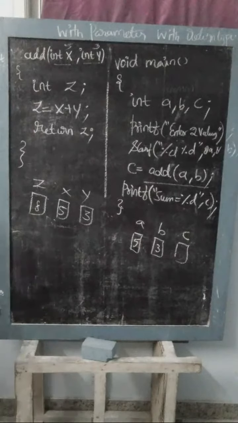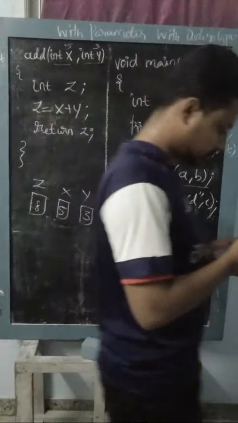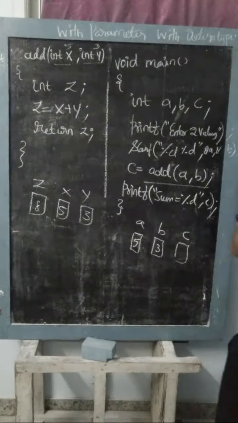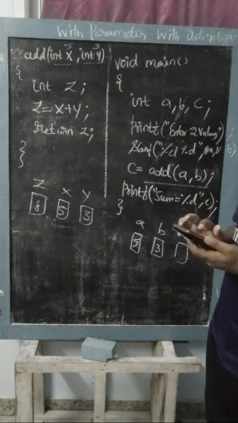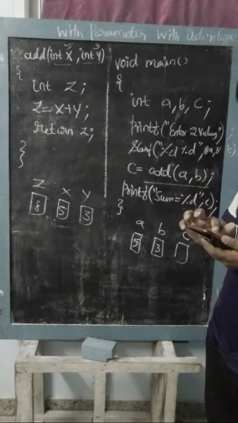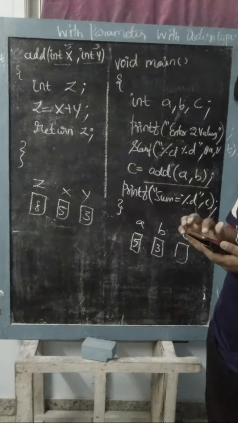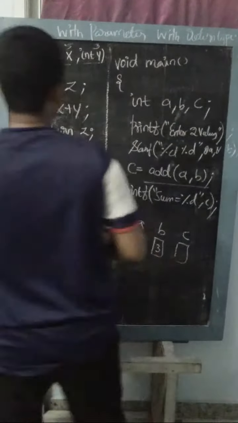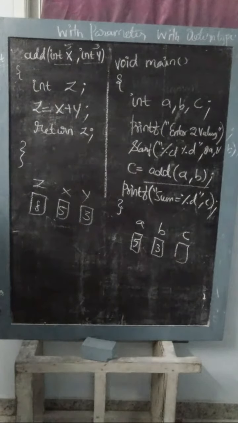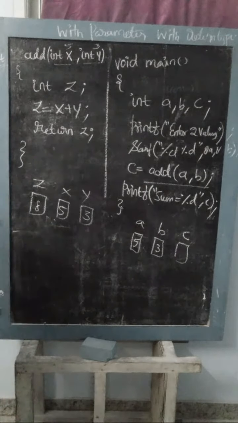Any doubts so far? Shall we go to the next type? The function with parameter without return type. Shall we go to the next level? Okay, shall we move? Any doubts so far?